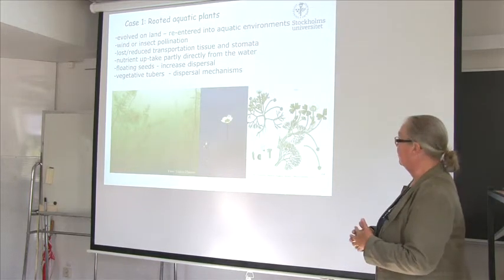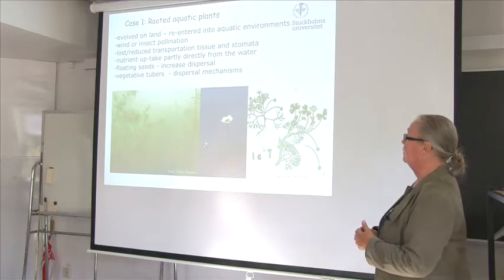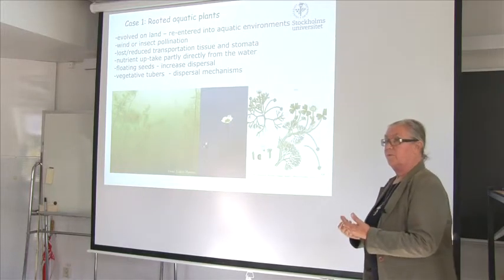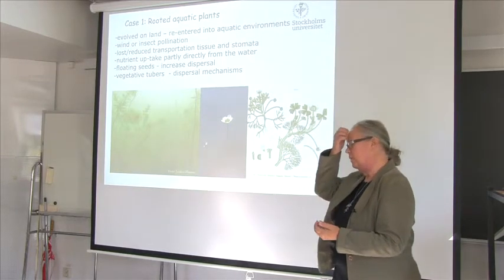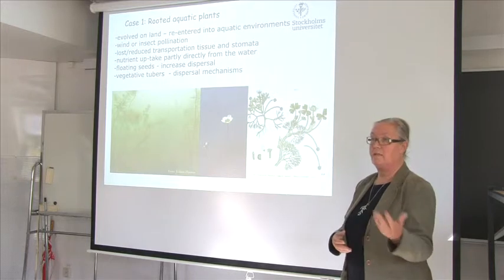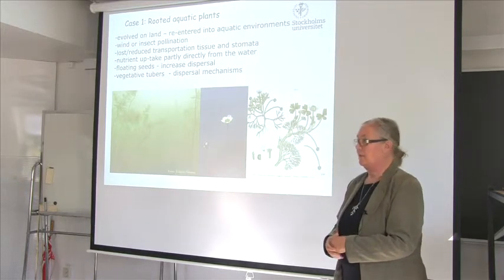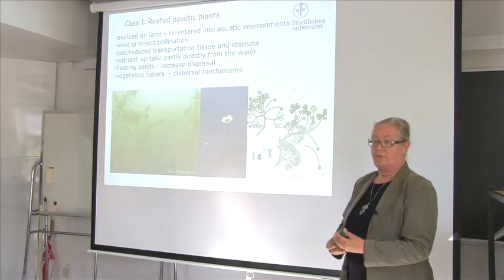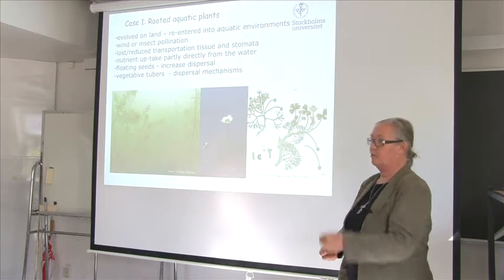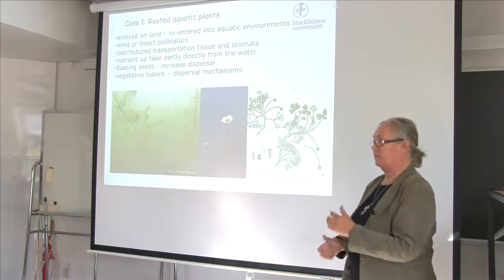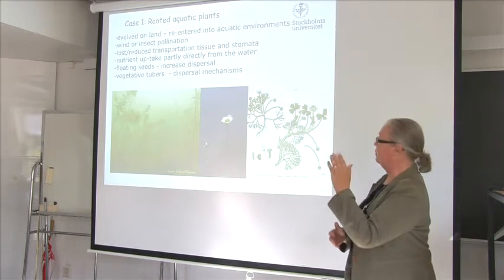The first example I will take is from rooted aquatic plants. I don't know if you think about it, but they evolved many millions of years ago on land, and then re-entered the aquatic environment. On land you have to have a good tissue for transporting water and nutrients up to the leaves and the flowers, and you have to be strong in structure to be able to hold yourself up.